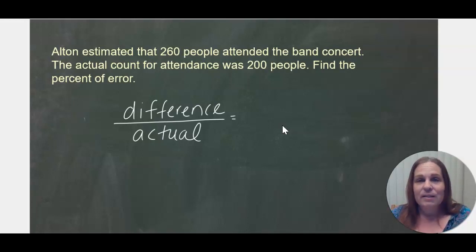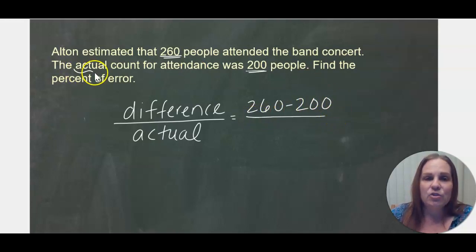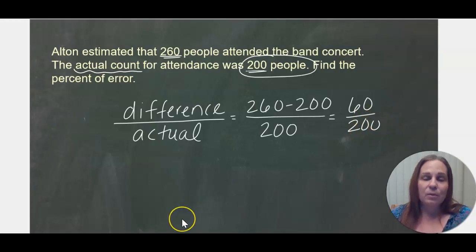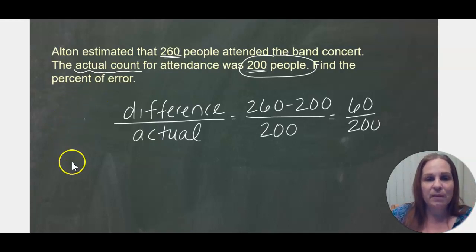So difference is a word that we use for subtraction, right? So I'm going to subtract 260 minus 200. That number is going to go on top. On the bottom is the actual count, which was 200. All right, so that's going to give me 60 over 200. Now, remember, I need the percent, right? So I have some options here. I can do top divided by bottom. Actually, let me show that method. I can do 60 divided by 200.